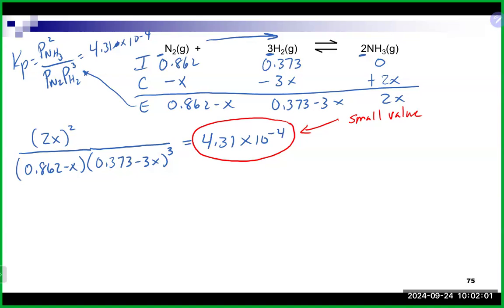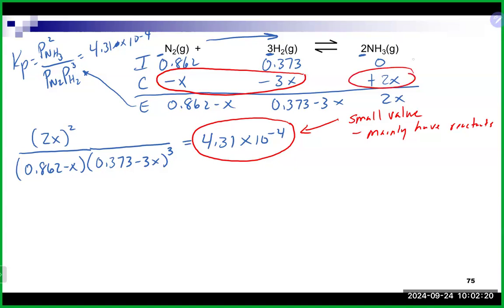Since it's products over reactants, a small value K means that you should mainly have reactants there, not products. And because you'll mainly have reactants when you reach equilibrium, that means that when we think about the change part here, really our x part, that change should be relatively small.